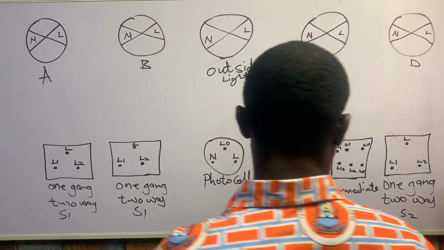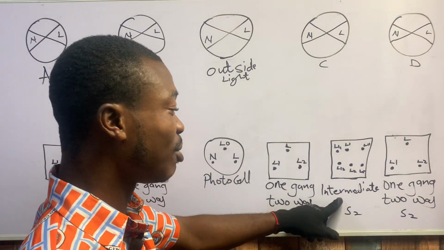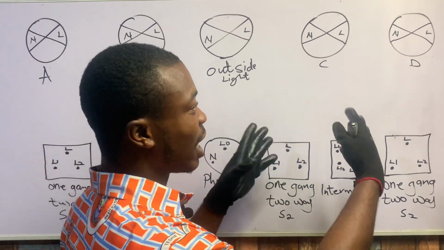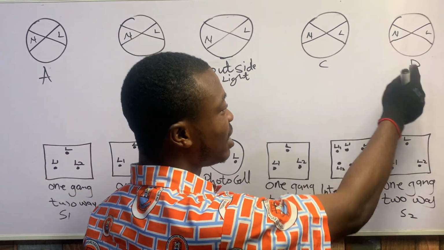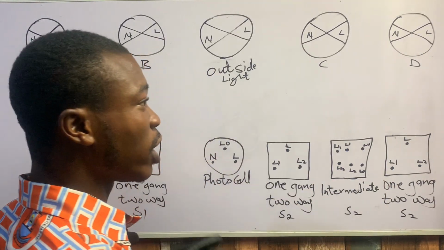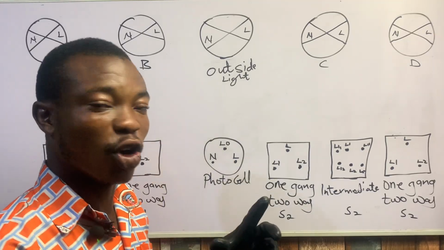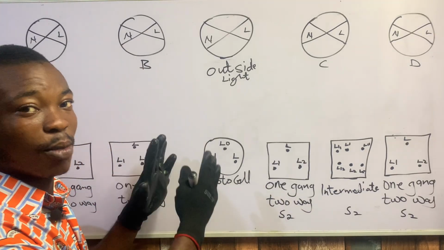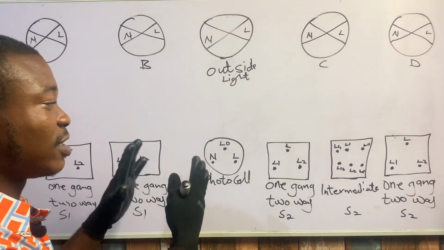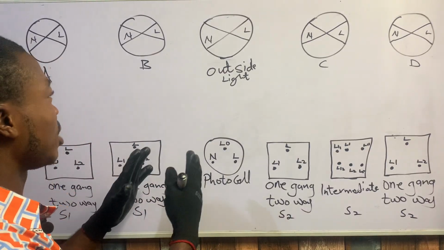So this is our one gang two-way switch 2. This is our intermediate switch. This is our one gang two-way switch. So here will be an intermediate switch controlling the C and D lamps. I'm here to show you how the wiring goes. If you are going to write your Energy Commission practical questions, make sure you focus on what I'm about to do, and learn how the wiring goes. Let's move on.